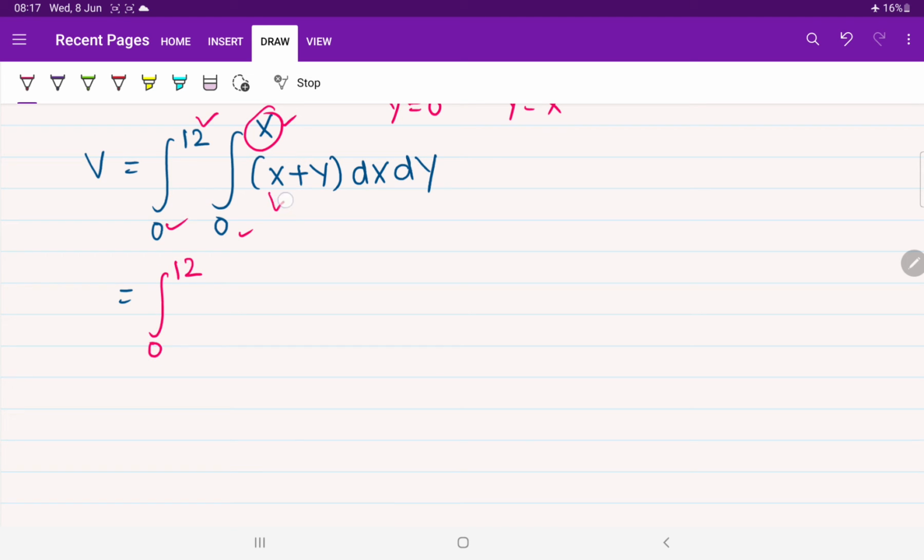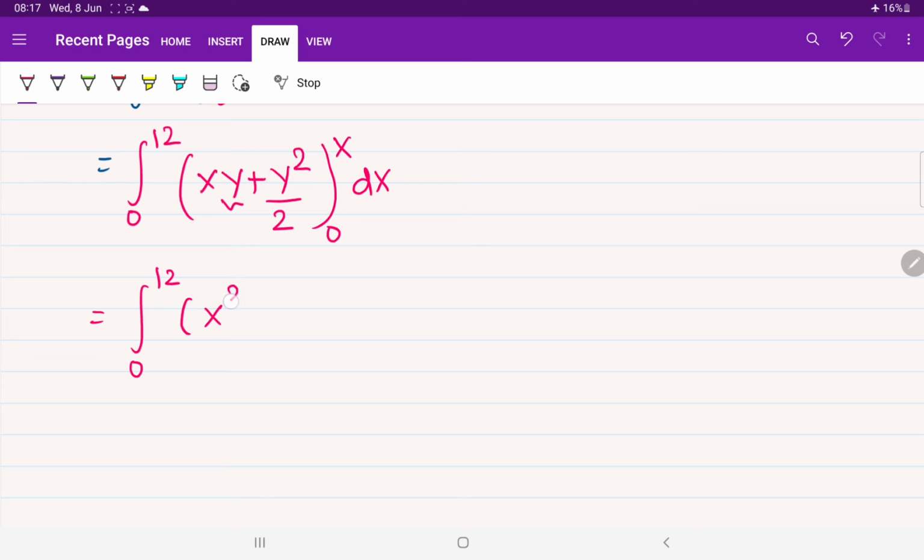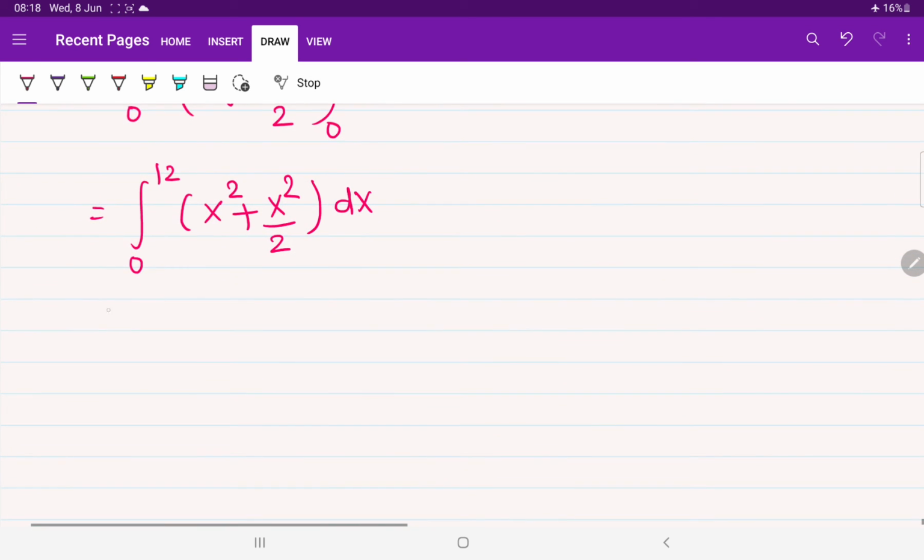Let us see what we obtain if we integrate this function with respect to y: xy plus y square by 2, with y limits 0 to x. Then we have to complete our integration with respect to x. Wherever we have y, it is replaced by x. So x times x becomes x square, plus x square by 2, and the lower limit gives us 0, so I am not going to consider it. Further, x square plus x square by 2 becomes 3x square by 2, dx.